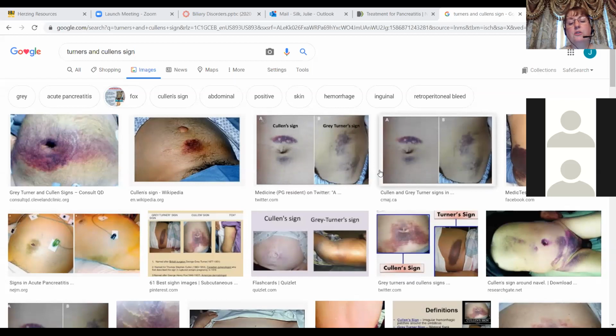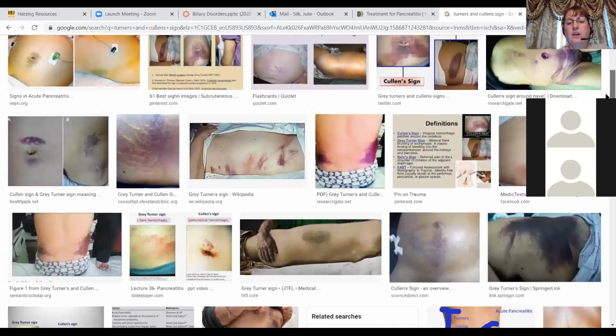Now, Gray Turner's sign is going to be more on your flank areas. So you could have bruising there. Again, some of it's really extreme. I don't know if you see this guy here that's sitting, facing us with his back. He's got really dark bruising on both sides right here. That would be Turner's sign right there.